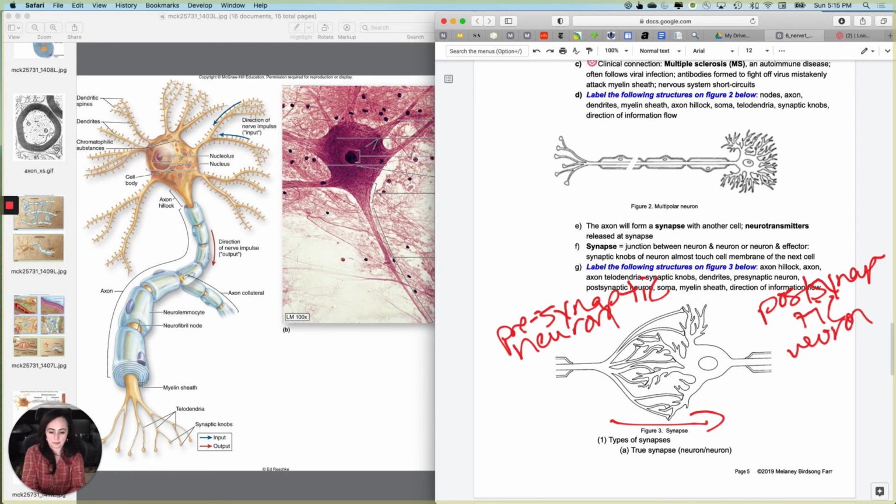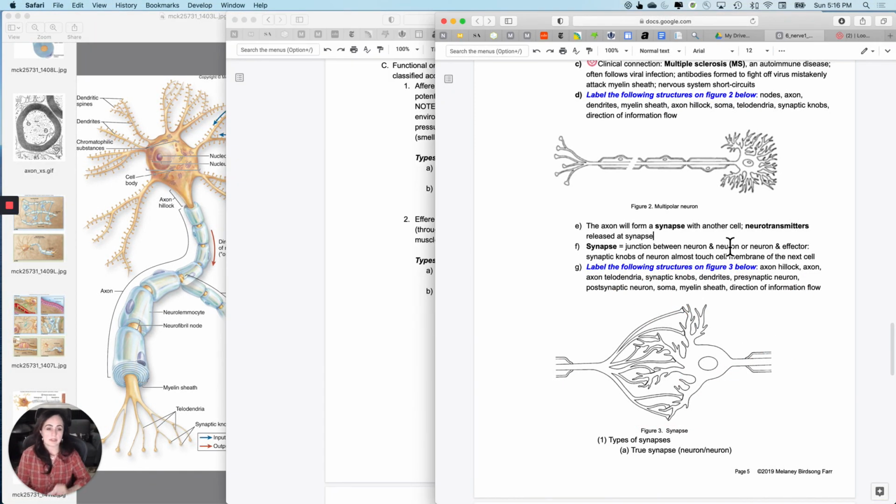The axon hillock is here. Good. The axon, there's two. There's one axon, and here's another axon right here. The axon telodendria are here in the presynaptic. The synaptic knobs are these little guys in the presynaptic. The dendrites are here in the postsynaptic. The soma or cell body, I only see one of them, and it's only in the postsynaptic. The myelin sheath, I actually see two of them, pre and post, and the direction of information flow. So the cool part about understanding the anatomy of the nervous system is it really starts to tell you the physiology of the nervous system.